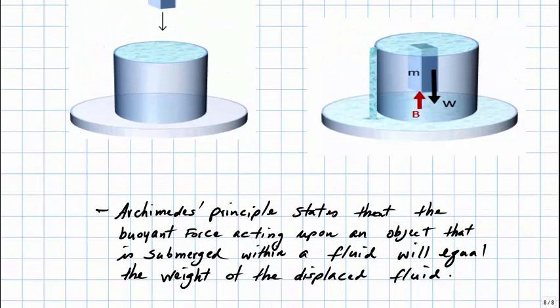In other words, if we weighed this displaced fluid, the weight of this displaced fluid, which is of course the fluid in this pan, will equal the buoyant force. And so we can write that the buoyant force equals the weight of the displaced fluid. Which again is the weight of the fluid in the pan.